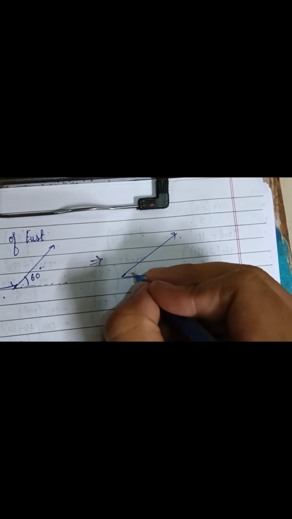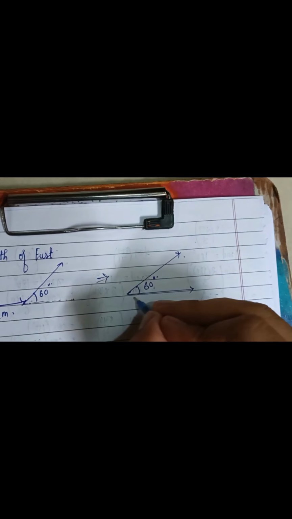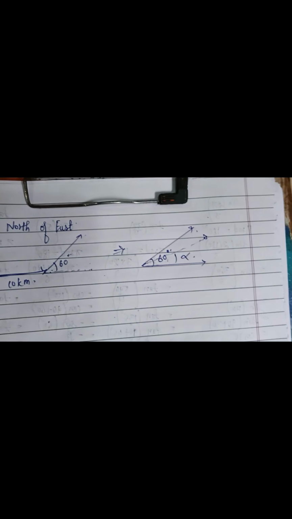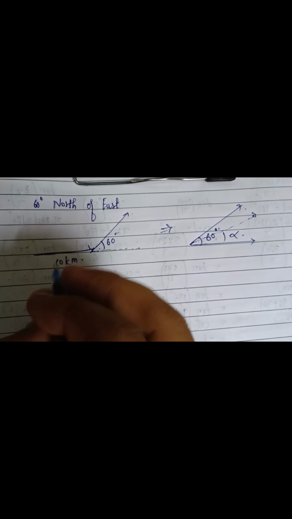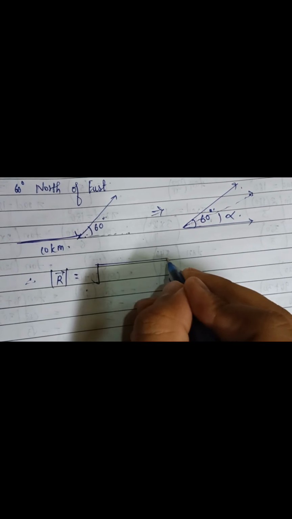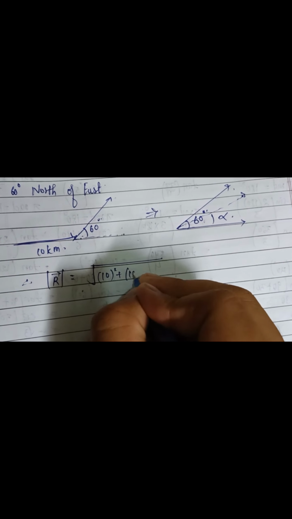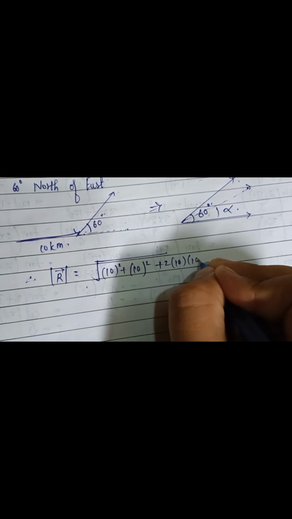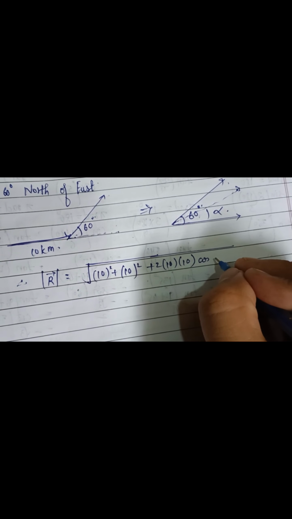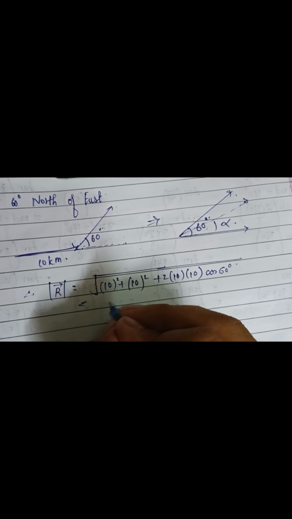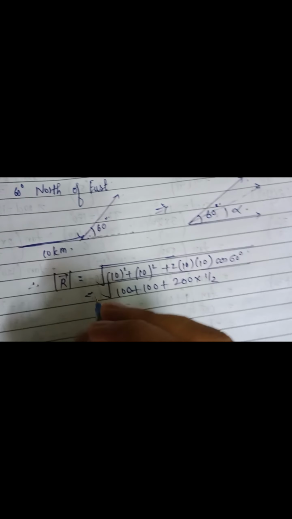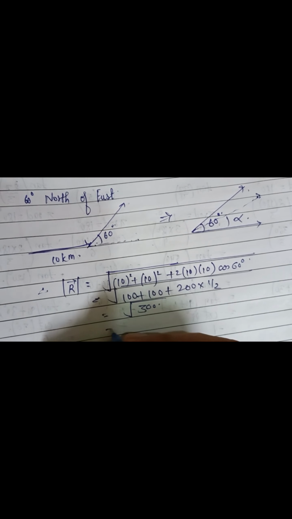as we know the law of superposition of vectors, this will be the required figure and this will be the resultant. This will be angle alpha, meaning the direction of the man or the direction of the resultant. So therefore let's first find out the resultant. Therefore the resultant vector is equal to under root of 10 square plus 10 square plus 2 into 10 into 10 into cos of theta, where here theta is 60 degree. Therefore we get under root of 100 plus 100 plus 200 into 1 by 2, which is equal to under root of 300, which is equal to 10 under root 3.